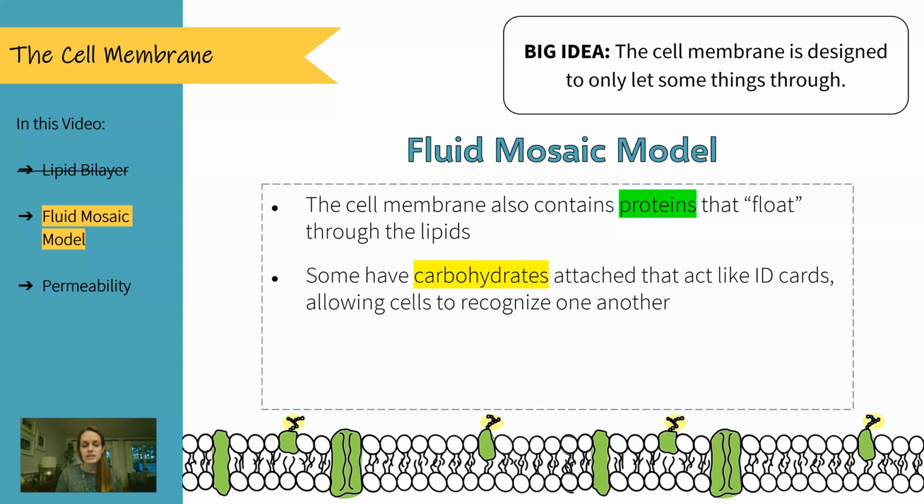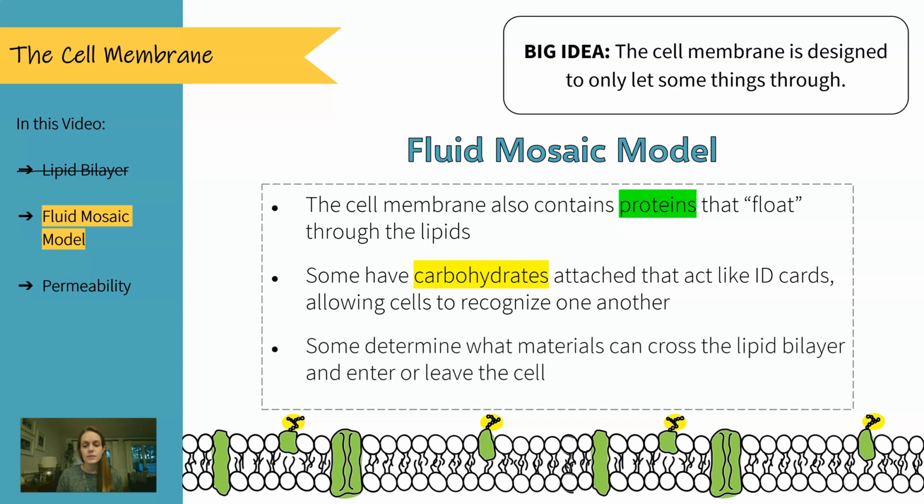Some of these proteins have carbohydrates attached to them, and these act like ID tags or ID cards, and they help with cell signaling. They let cells recognize one another. And then some proteins, you can see that there's some proteins in the bottom picture that look sort of like channels. They allow things to move through the lipid bilayer. They act like little passages.